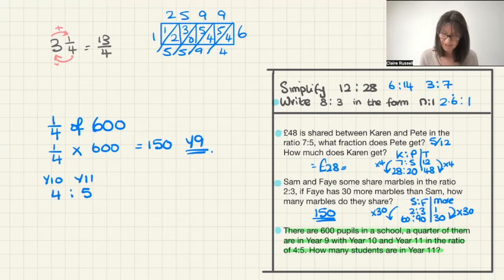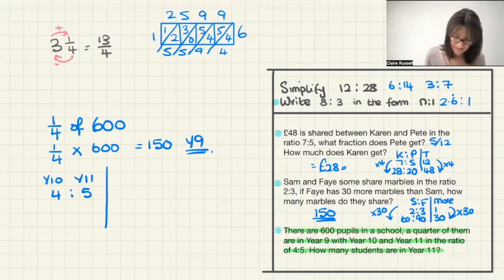And I need to work out how many students are in year 11. Well, before I can do that, I need to work out the total that are in year 10 and year 11. I know there's 600 in the whole school, 150 are year 9. So if I take that 150 off, that would leave me 450. So the total of year 10 to year 11 in the ratio is 9. In the story, it's 450.